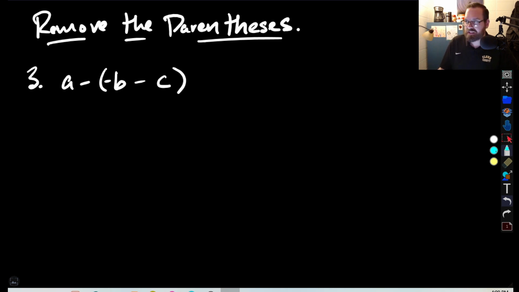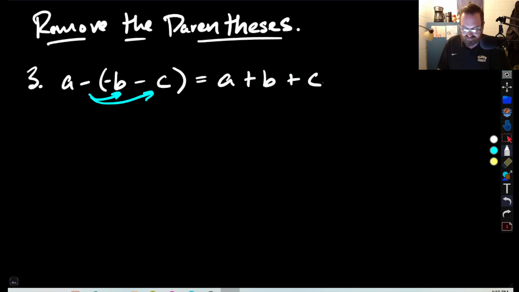As a quick reminder, we have to distribute this minus sign to both of the pieces that are attached there, okay? And so what's going to happen is the minus applies to the minus b to turn it into a plus b. And then the minus applies to the minus c to make it a plus c. And that's our answer. Boom.